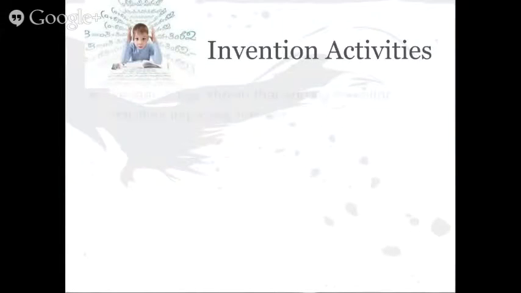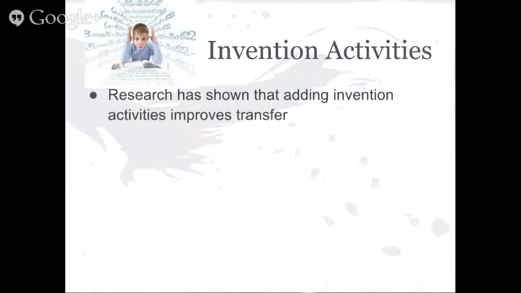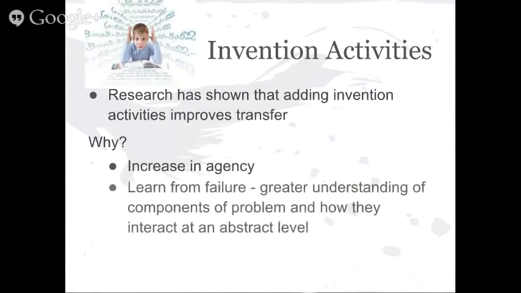So these invention activities have shown improved transfer. And you might ask, well, why is that? What's happening? Greater increase in agency. Students are learning from the failures. By going through the process of invention, they're learning more about the components of the problem and how they interact. So they're getting a deeper understanding. And it's also been found to be quite a motivating type of activity.